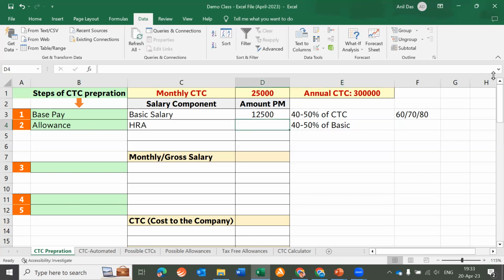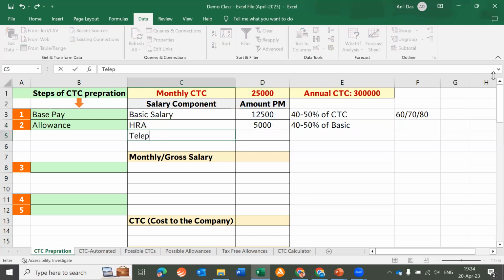Let's assume that this gentleman is staying in a non-metro city. For non-metro city, we should keep 40% of basic as HRA. We have decided HRA which is 5,000 and this 5,000 would be tax free from income tax point of view. This is why most of the companies go for HRA.